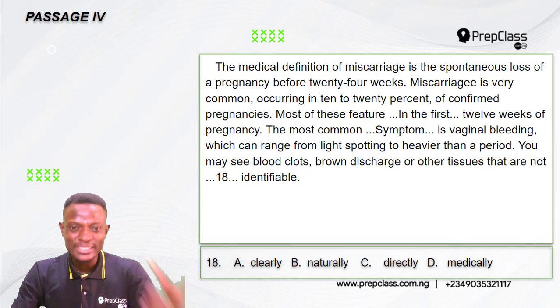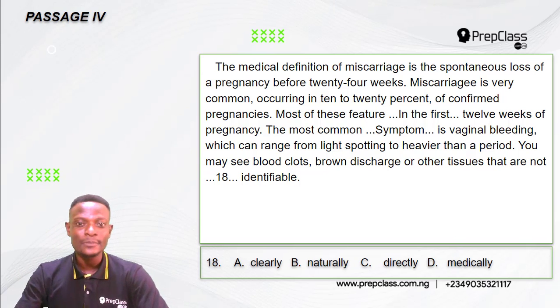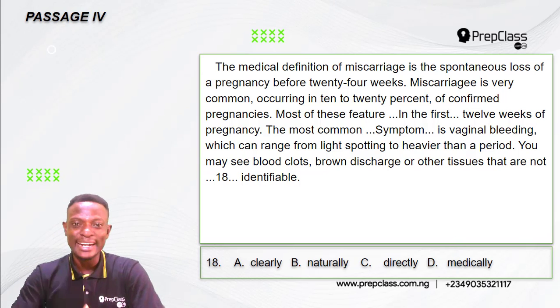A. That are not clearly identifiable. B. That are not naturally identifiable. C. That are not directly identifiable. D. That are not medically identifiable.